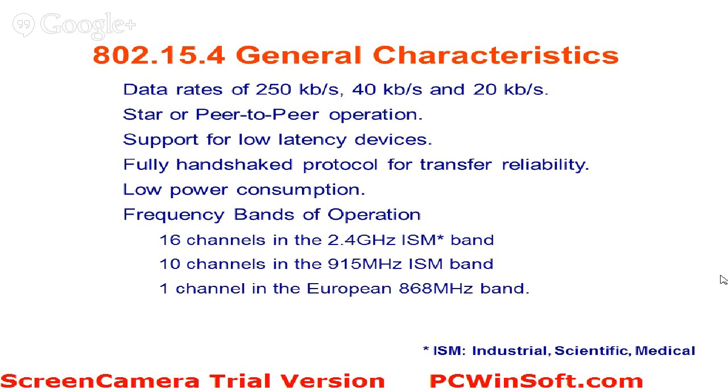We have three data rates. The data rates are 250 kbps, which is achievable in the frequency band of 2.4 gigahertz. Then 40 kbps is available in the Americas in the 915 megahertz range, and 20 kbps is available in the 868 megahertz band. These two frequencies are not available as far as India is concerned, because they are paid frequencies in our country.